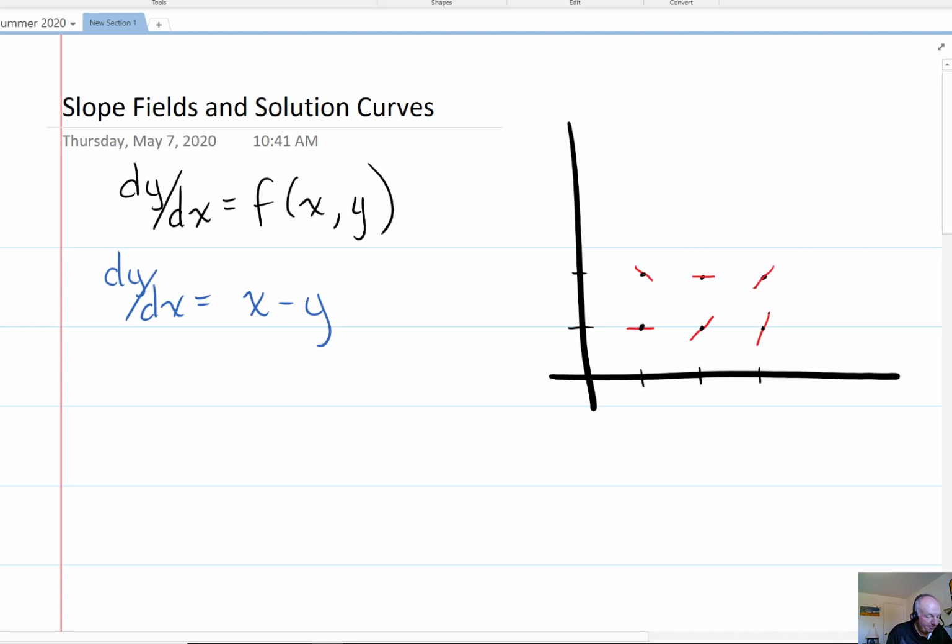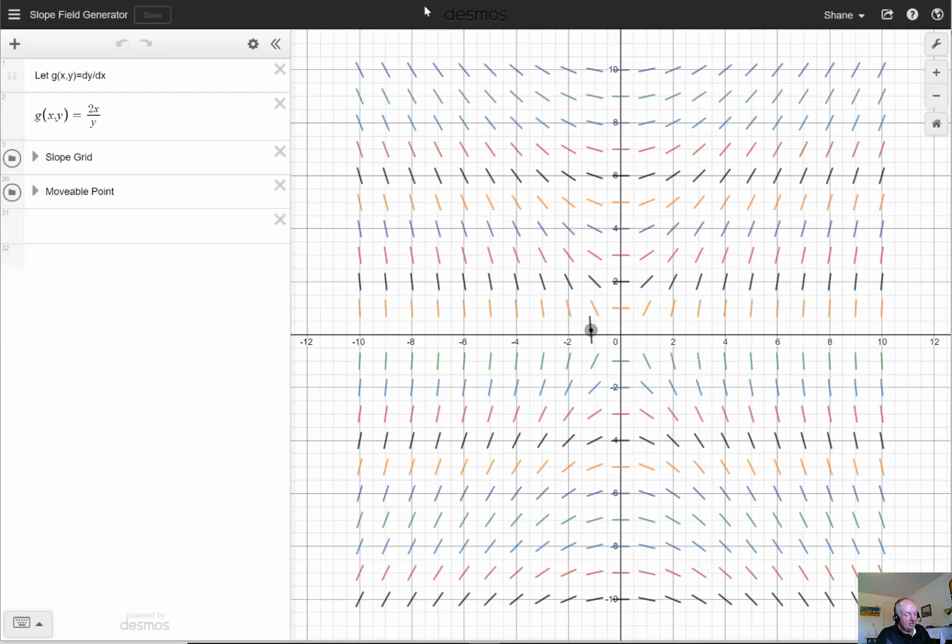Now, to create a slope field by hand is kind of tedious, so we're not going to do that. We're going to use some technology. Probably the easiest to use is Desmos. Desmos actually has the ability to find slope fields.